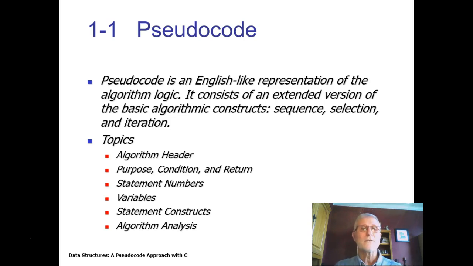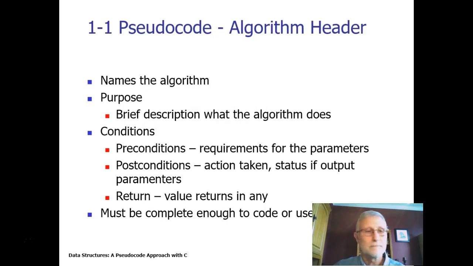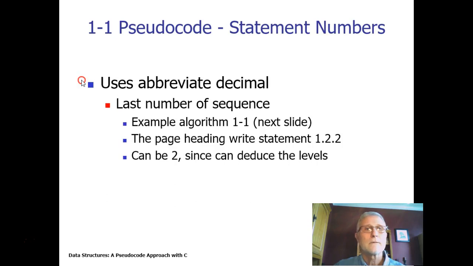Things that I'm looking for in some of your pseudocode are: what is the header? In that header, what is the purpose, the conditions, the pre and post conditions, and what's going to be returned from this algorithm. A little bit on statement numbers, because you have to make sure you define your numbers. Naming of variables, how to construct your statements, and then how we are going to analyze pseudocode.